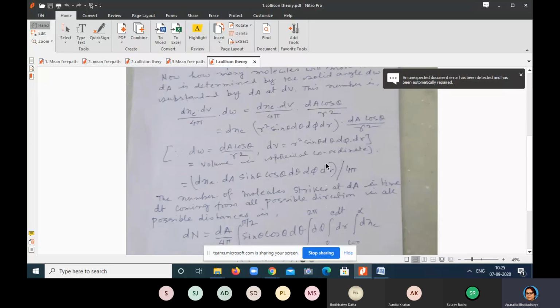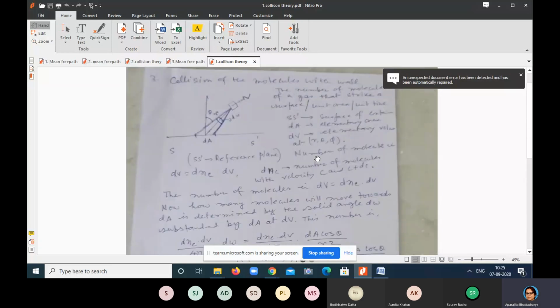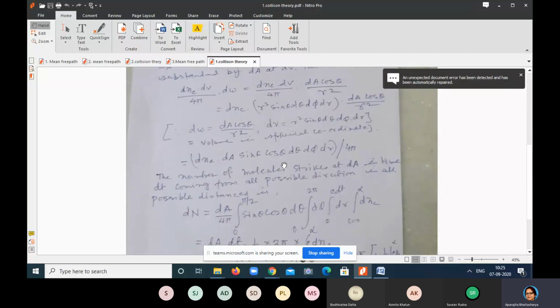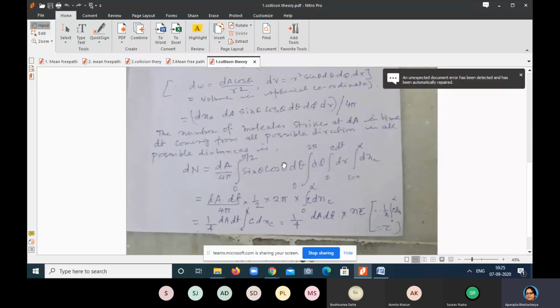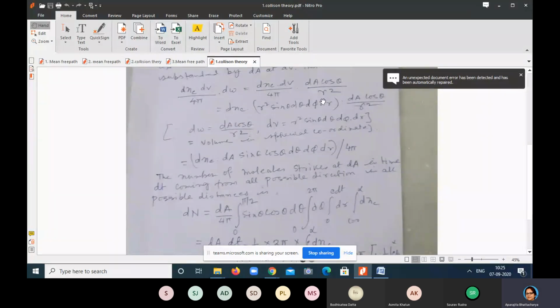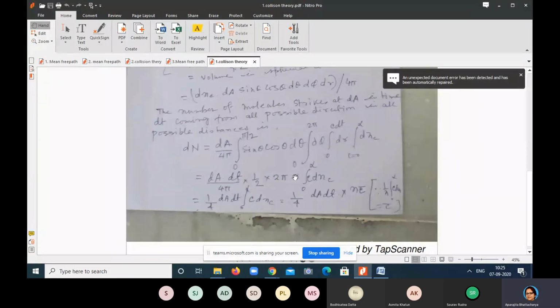This is very simple because we are familiar with this kind of treatment in different domains of physics. So what do we now want to find out? The number of molecules that strike dA in time dt, coming from all possible directions and all possible distances, is found by integrating this expression over all possible values. What will be the limits of that? This is simply doing some integration.